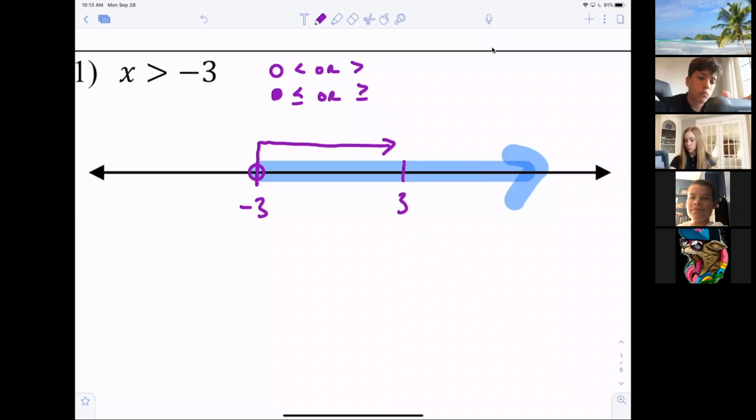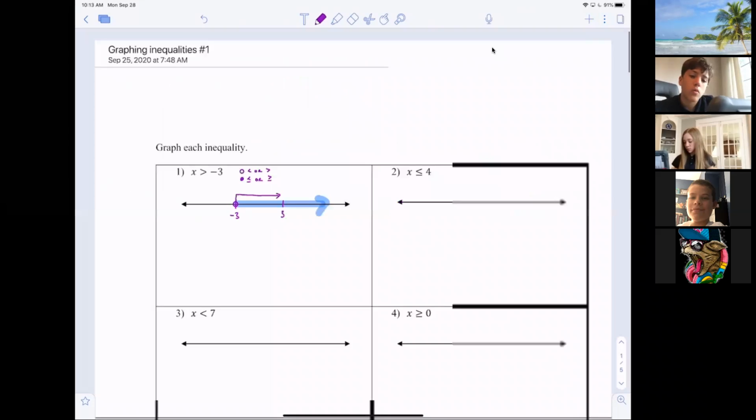Were you listening? This right here is one way to write the solution. This is another way. You get to choose. I don't care which way you want to do it. I prefer, because we have iPads, the highlighter is nice because it's easy to see. So now let's take a look at number 2.